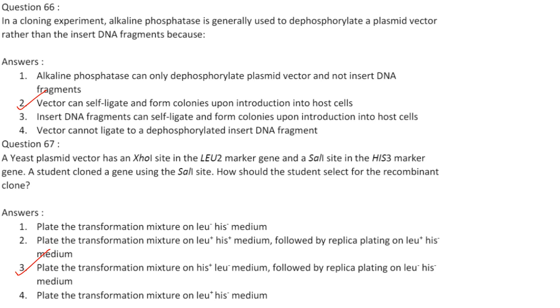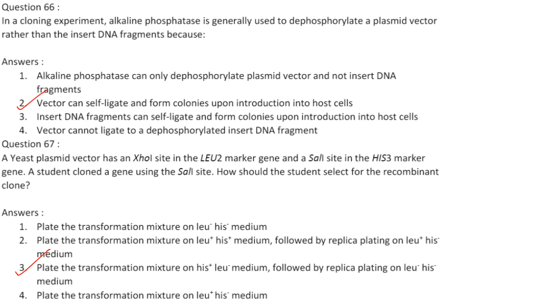Then next one. A yeast plasmid vector has an XHO site in the LEU2 marker gene and Salvin site in the histidine 3 marker gene. A student cloned a gene using the Salvin site. How could the student select for recombinant clone? The LEU2 gene codes for the enzyme which is needed for the synthesis of amino acid leucine. Similarly, HIS3 gene, it codes for the enzyme needed for the synthesis of amino acid histidine.